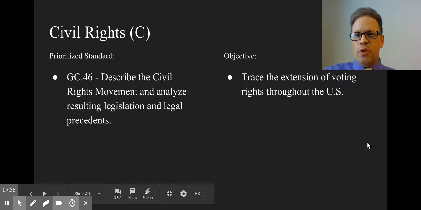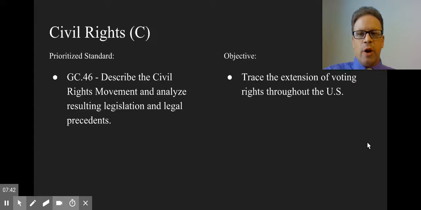All right, this concludes Civil Rights Section C, Extension of Voting Rights lecture. Our prioritized standard again was Government Civics 46, and objectively, now you can trace the extension of voting rights throughout the U.S.